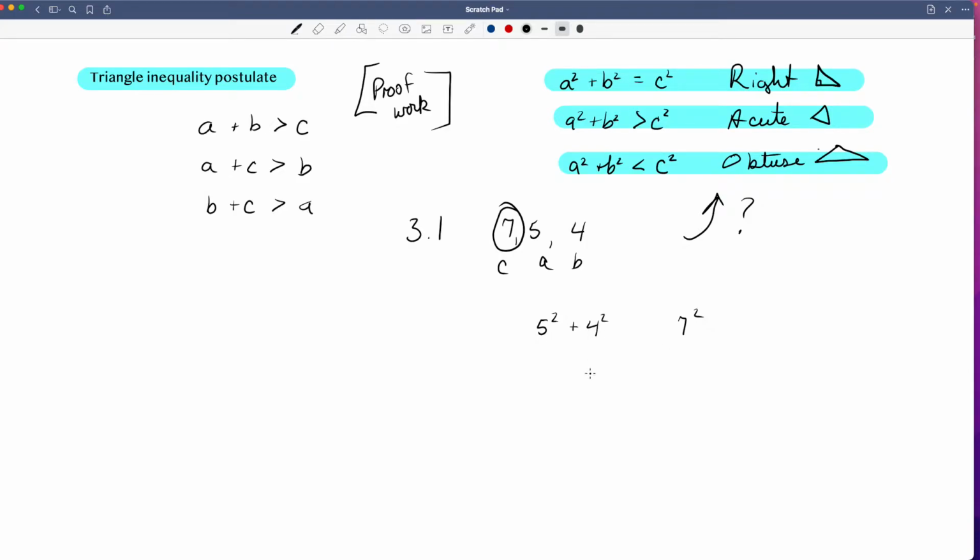25 plus 16 is 41 and 49 is the result of 7 squared. Well, 49 is greater than 41, so that would make this an obtuse triangle. And that's all you have to do. That's all there is to figuring it out. You compare the legs and the hypotenuse, and then you put in the proper inequality sign, and then that inequality sign tells you which one of these it is. So that one's pretty straightforward and easy to do.